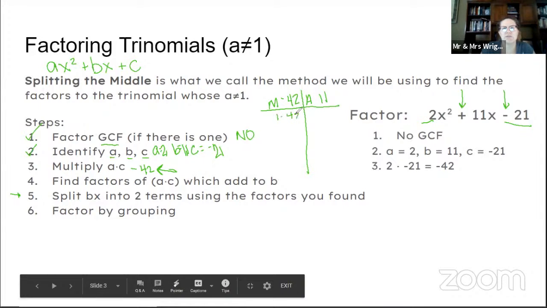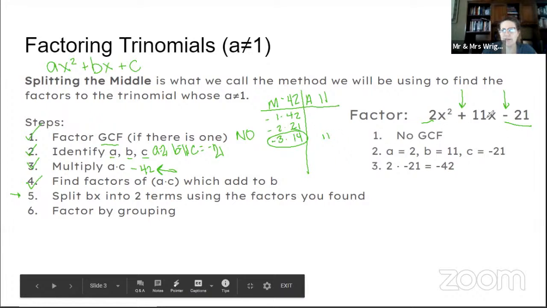So 1 times 42, 2 times 21. Let's see if there's a 3. 42 divided by 3 is 14. 3 and 14. I think 3 and 14 is going to be it. Matter of fact, negative 3 and a positive 14 is going to be a positive 11. So those are my two numbers, negative 3 and a positive 14. So we've done that. We found our factors. Now we need to split bx into 2 terms using these 2 factors that we found.